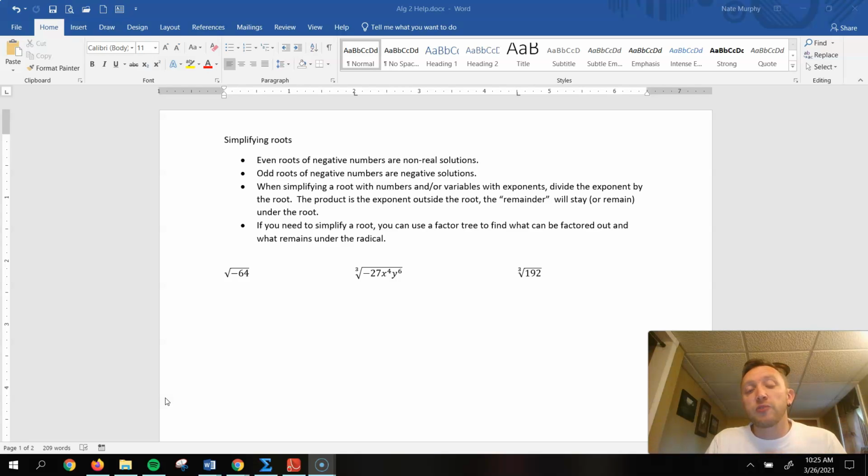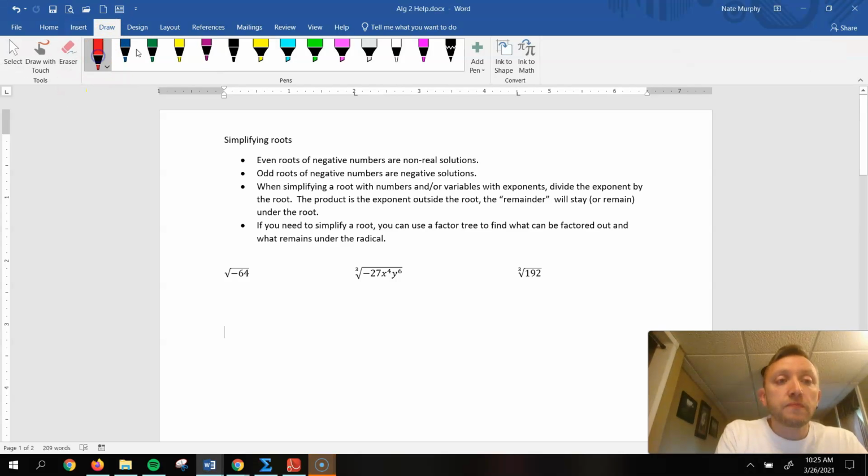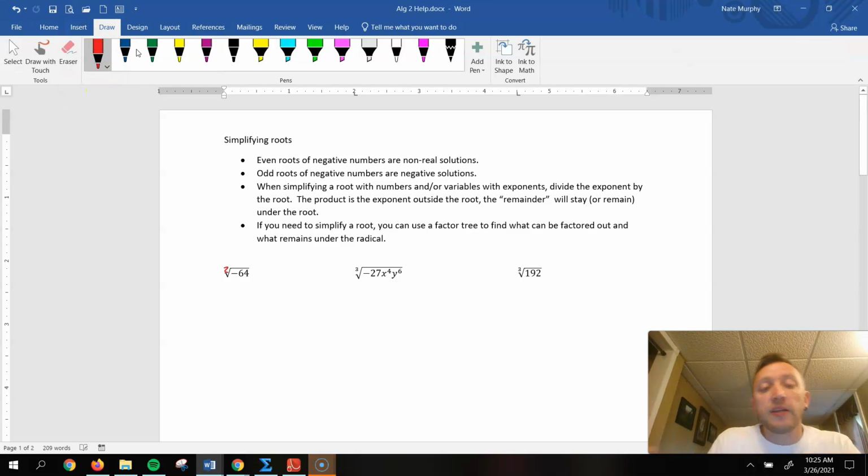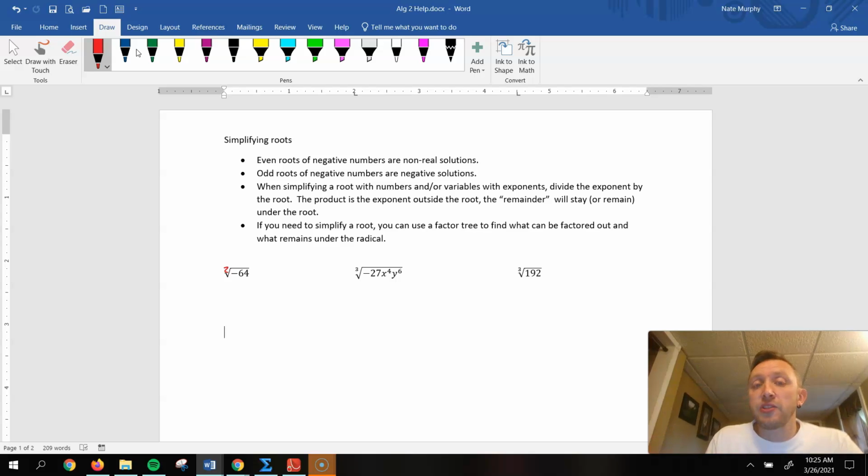So let's start with that first one. Here we have the square root of negative 64. Anytime you have a root that doesn't have a number there, remember that's a square root, so this would be a second root. So here we have an even root of a negative number. It's not possible. So in that case, your solution would be that there are no solutions, or you could say that the solutions would be non-real.